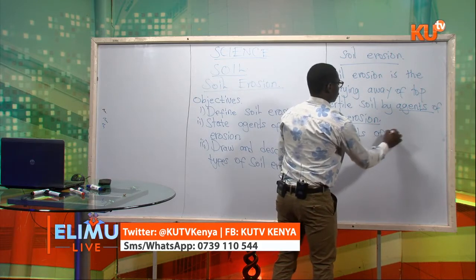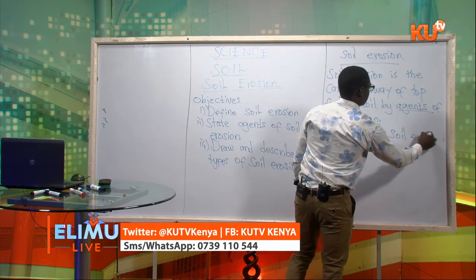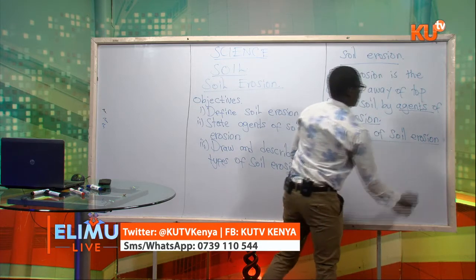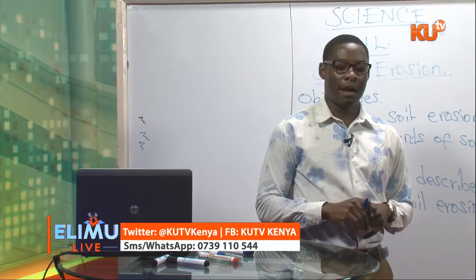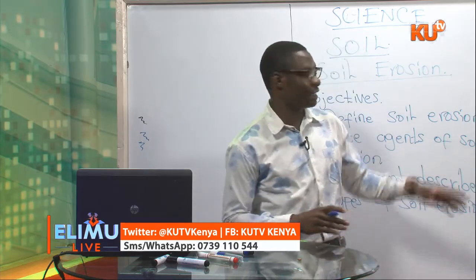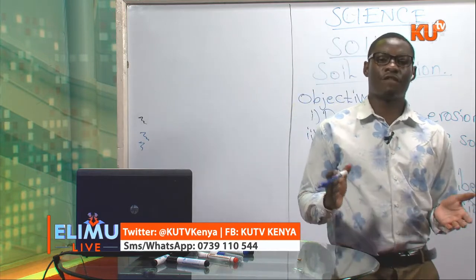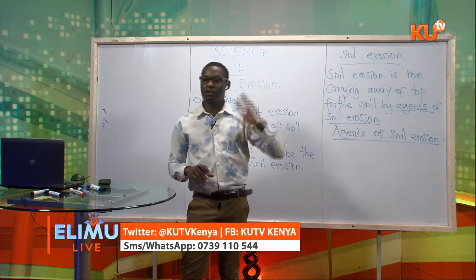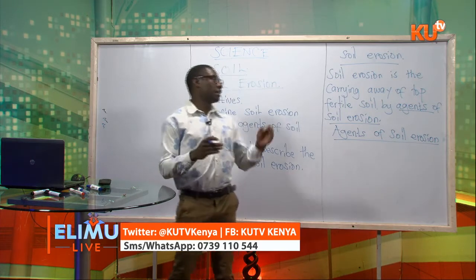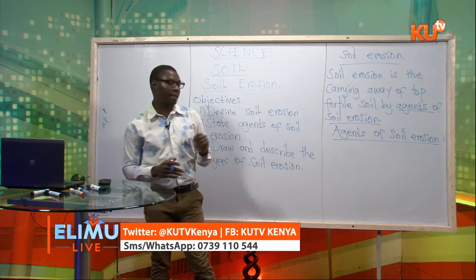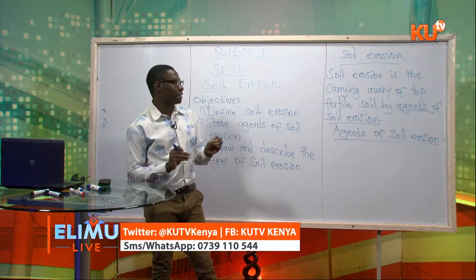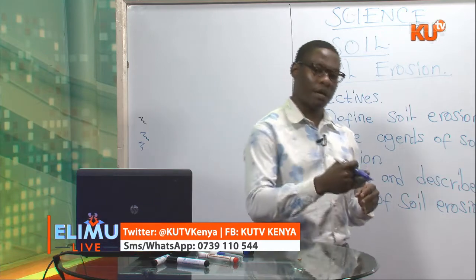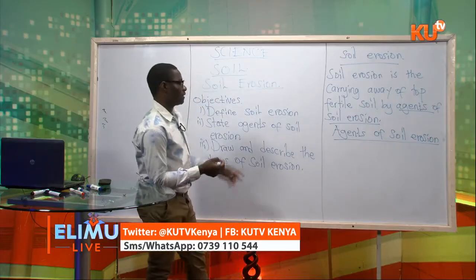Next are agents of soil erosion. When I talk about agents of soil erosion, I'm trying to talk about what is it that can make soil erosion take place. Having known that soil erosion is the carrying of top fertile soil, now, what is this that carries the top fertile soil from point A to point B? Maybe from uphill to downhill. Whatever carries that soil is what I'm calling soil erosion agents or agents of soil erosion. They're the ones that enable the carrying away of the top fertile soil from one point to another. So let's look at the agents of soil erosion.